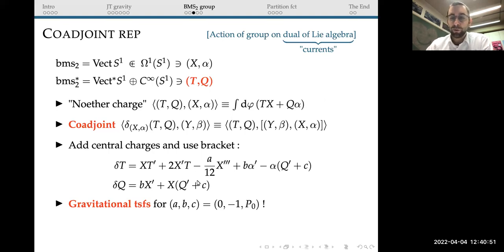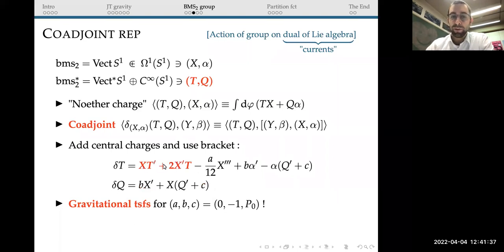Now, because these transformations are going to be quite important in what follows, I would like to spend some time to tell you what the intuition is behind these equations, because it's not quite obvious where they come from. For example, this term X times Q prime: you can notice that there is no term of the form X prime times Q. So what this tells you is that Q really is a density with weight zero. It's a scalar current, it has zero conformal weight. And then you can see that those two terms, B X prime and C times X, are central extensions. Notice that B comes with one derivative, which is consistent with the fact that it's multiplied by M in the algebra. And this other term has no derivatives, which is again consistent with the fact that you can think of it as a sort of Heisenberg central extension.